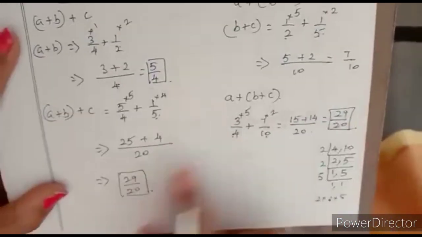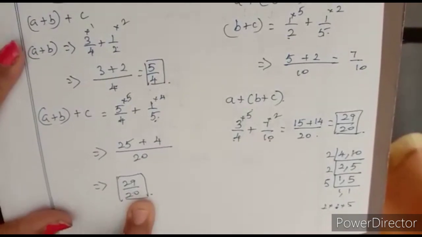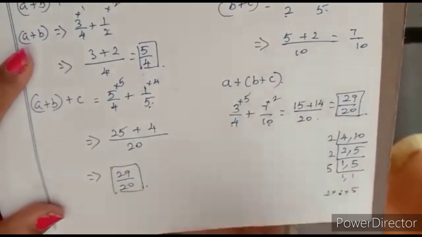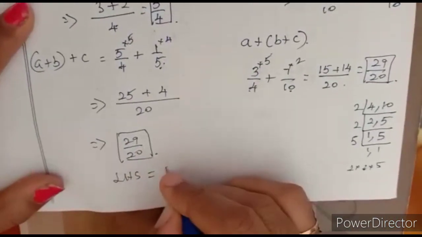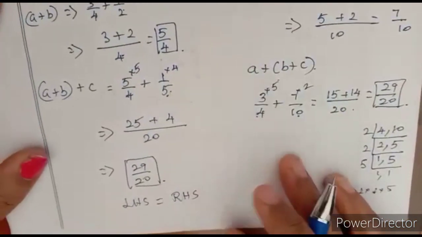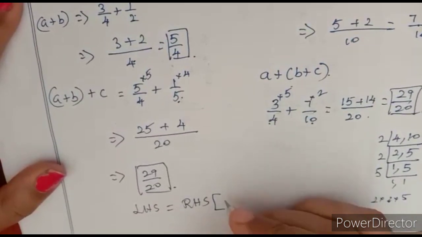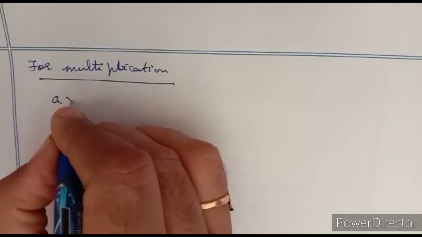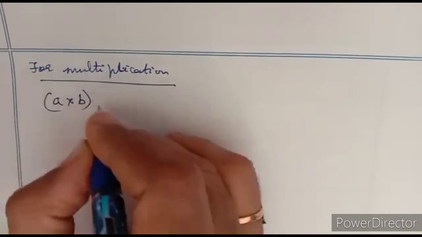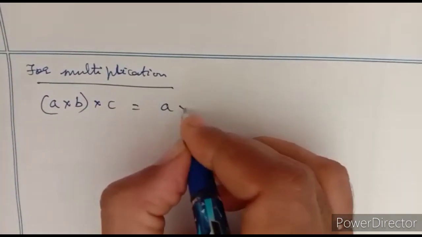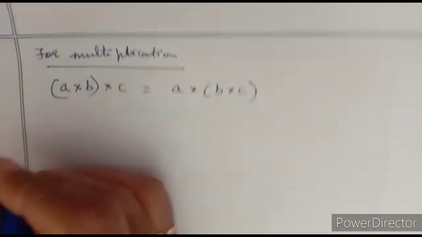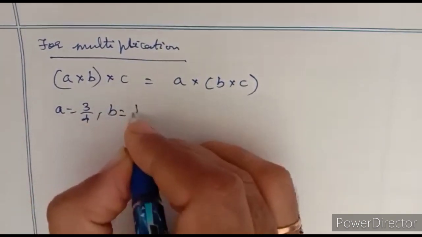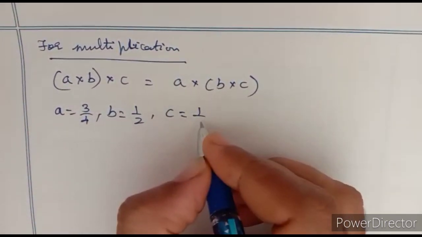Now if you see, left hand side also you get 29 by 20 and right hand side also the same answer, 29 by 20. Therefore LHS is equal to RHS. So your associative property for addition is true. Now for multiplication, a into b whole bracket into c is equal to a into b into c whole bracket. Therefore your a value is 3 by 4, b value is 1 by 2 and c value is 1 by 5.